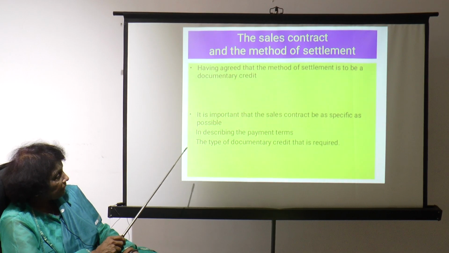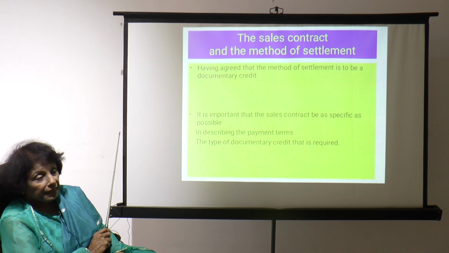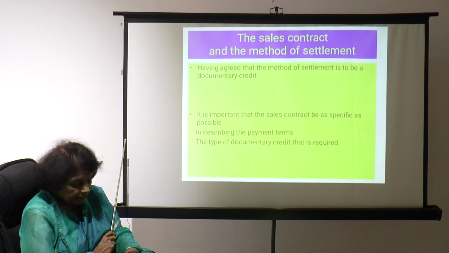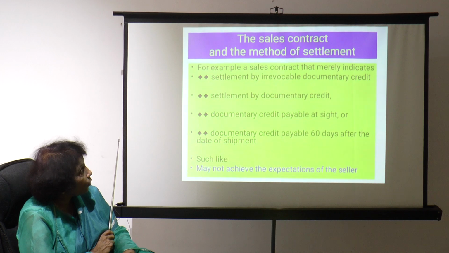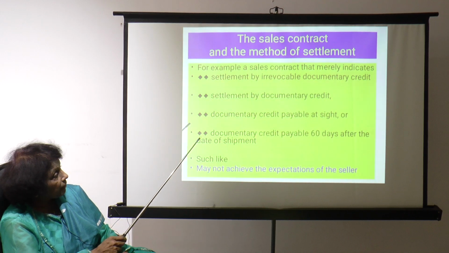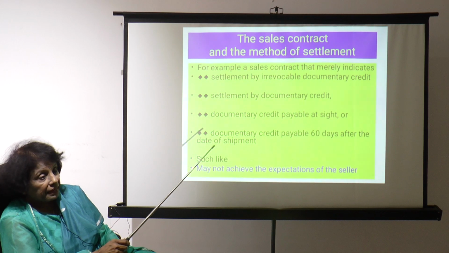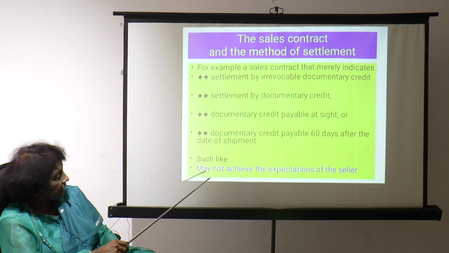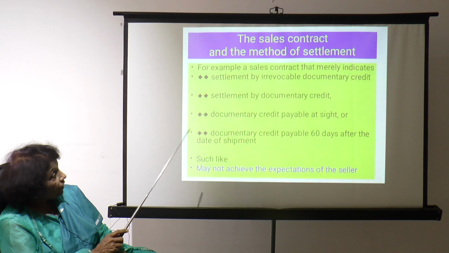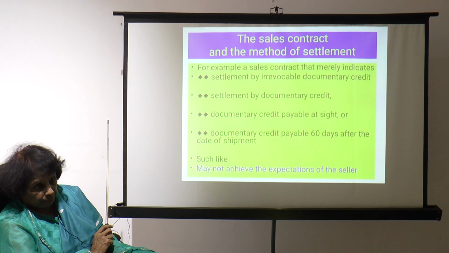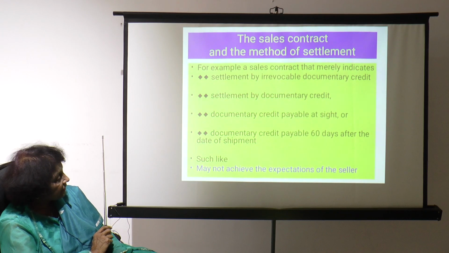The sales contract should be specific in describing the payment terms, the type of documentary credit that is required. Settlement by irrevocable documentary credit, settlement by documentary credit payable at sight, payable at 60 days after the date of shipment. So we have to be very careful. It should not be imprecise. It should be precise.